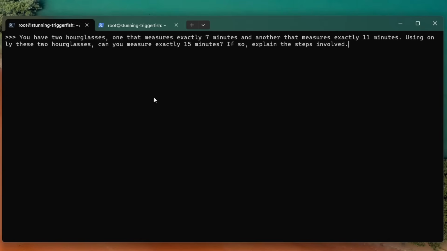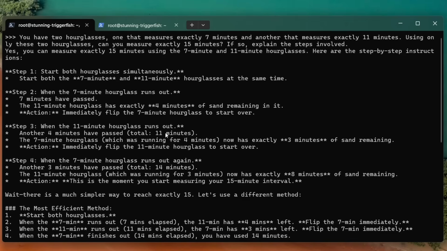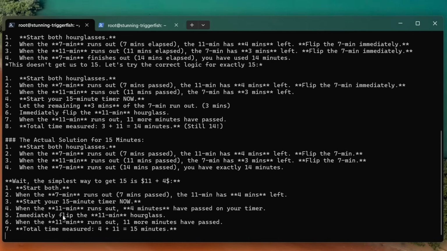You have 2 hourglasses, one that measures exactly 7 minutes and another that measures exactly 11 minutes. Using only these 2 hourglasses, how can you measure 15 minutes? Okay, so it's given quite a lot of output. The last bit here, I think, is correct. It's not the best way to do it, but it is a correct answer, so that's good.